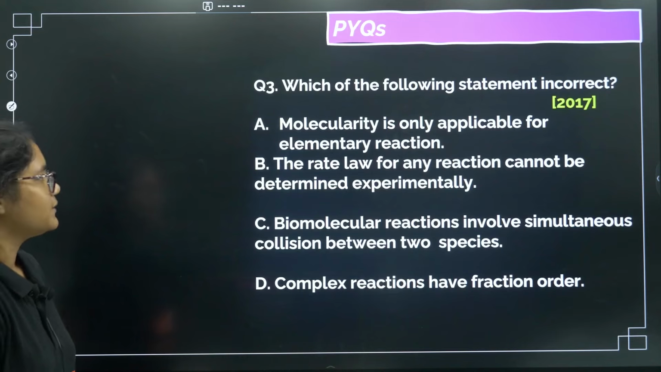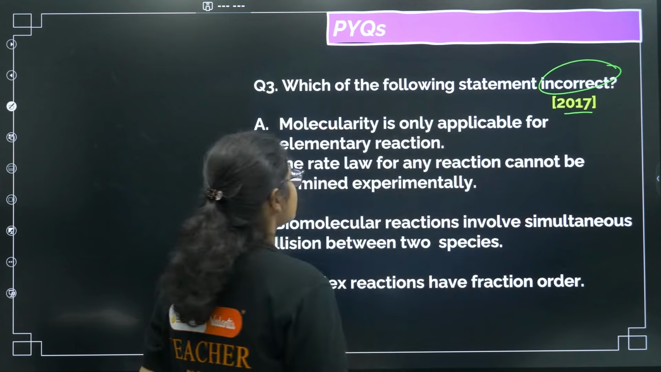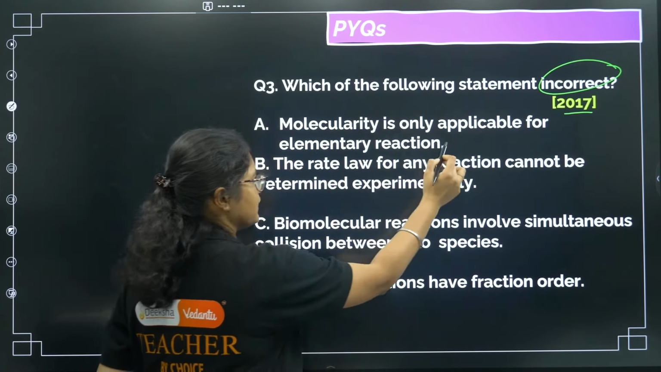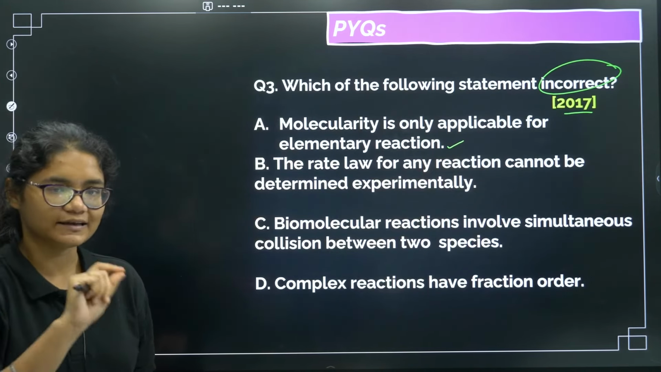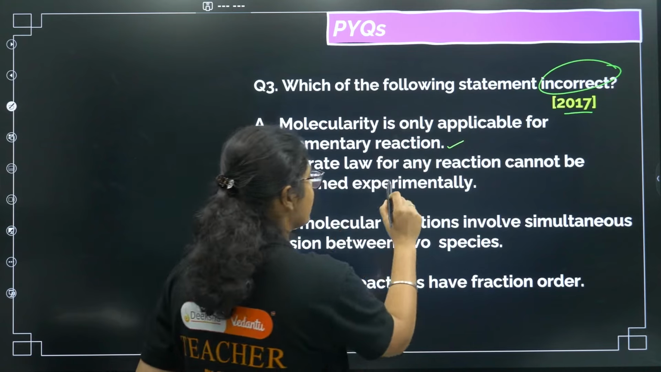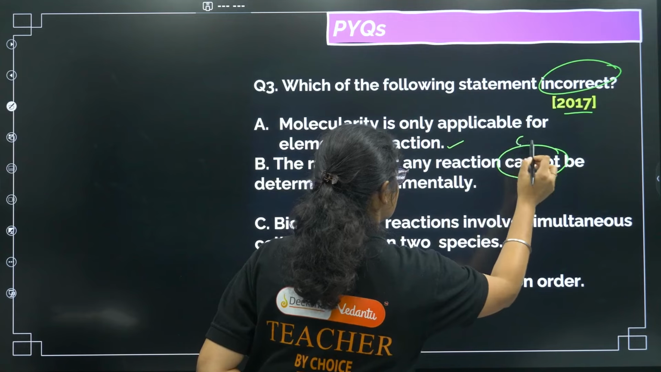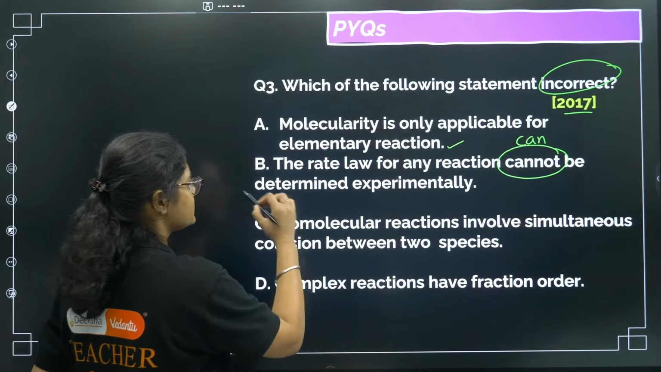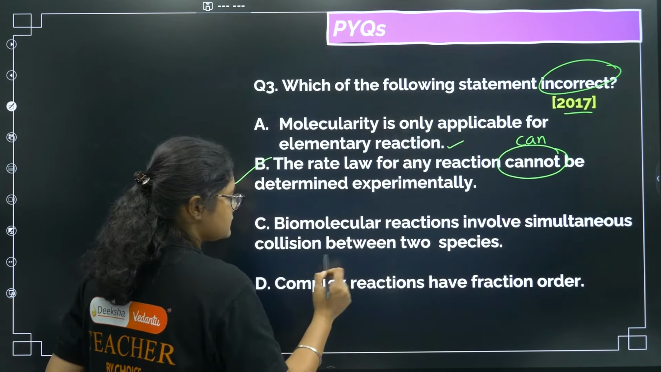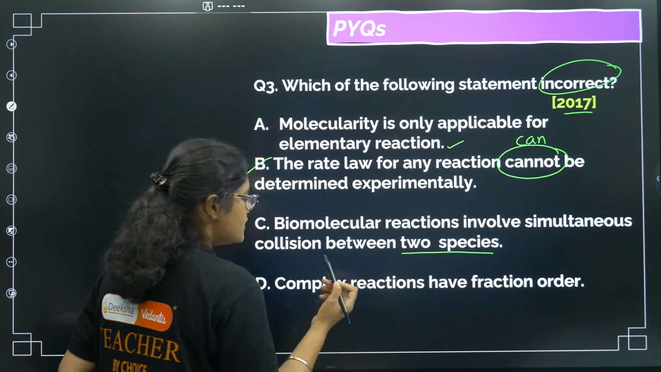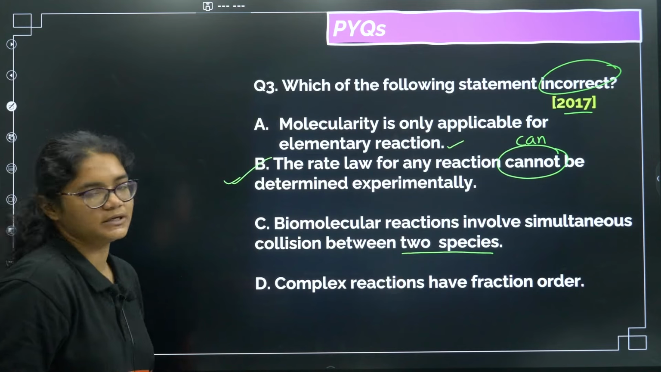Now coming to the third question here: which of the following statements is incorrect? This question is from 2017. Molecularity is only applicable for elementary reactions. That is correct. We cannot find molecularity for complex reactions. For each single step, we can find the molecularity. The rate law of any reaction cannot be determined experimentally. The rate law can be determined experimentally, right? So this statement is incorrect. But let us see the other options. Bimolecular reactions involve simultaneous collision between two species. Yes, that is correct. Complex reactions can have fractional order. That is also correct. So the incorrect statement is option number B.